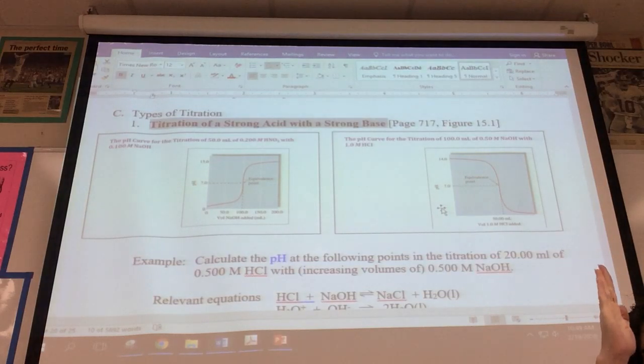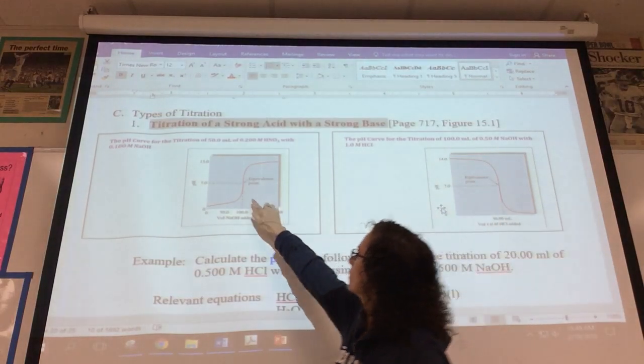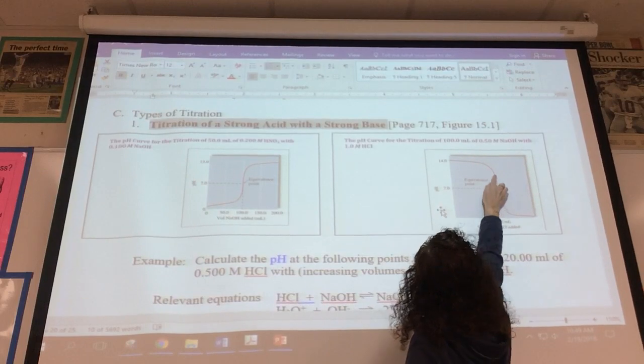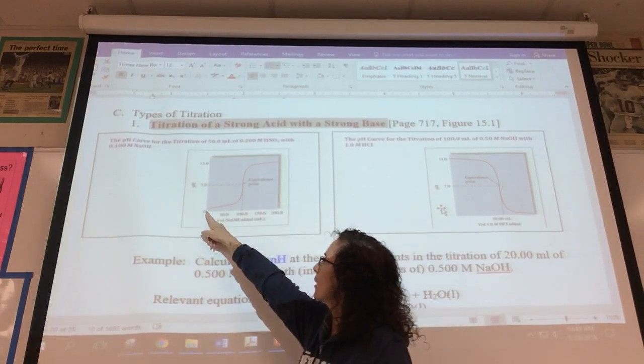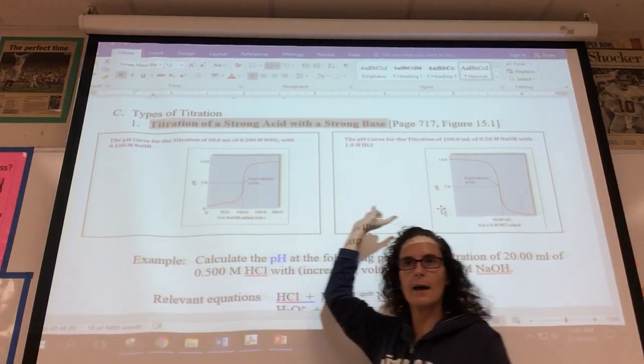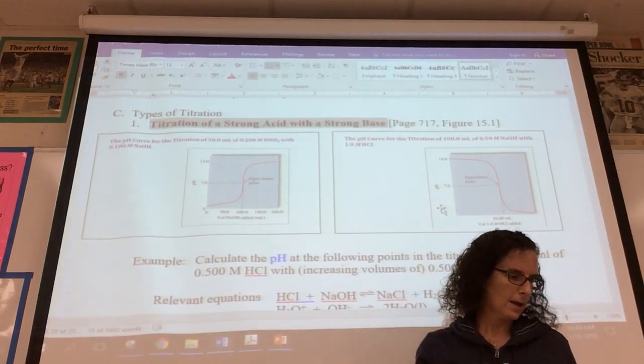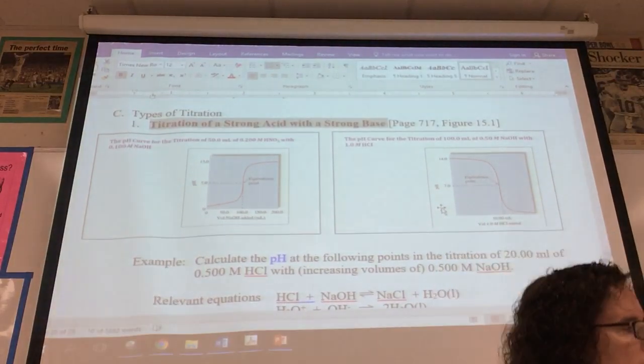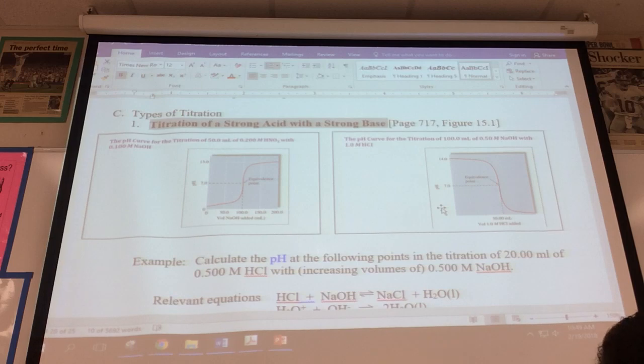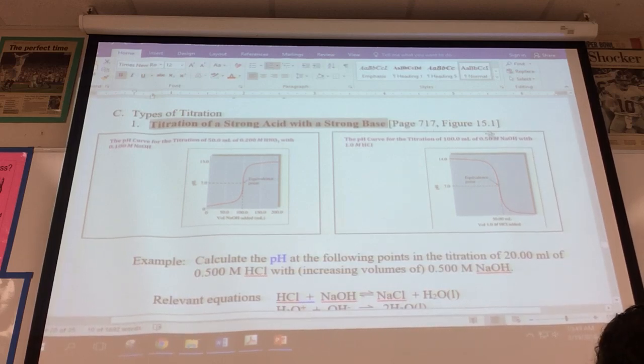They both have pretty steep areas on these curves, shooting straight up here and here. This starts from low pH and goes to high. This one does the opposite. You've got almost a mirror image there. In both cases, strong acid, strong base, strong base, strong acid, the pH at the equivalence point is 7.